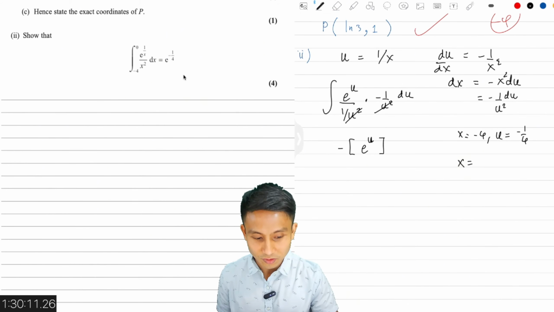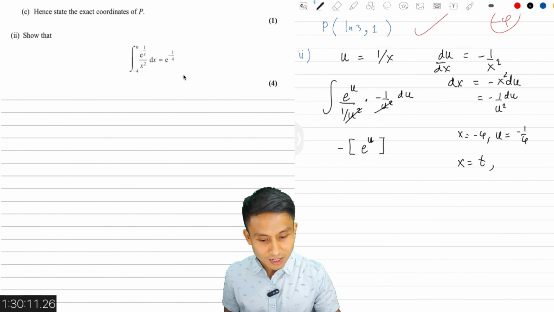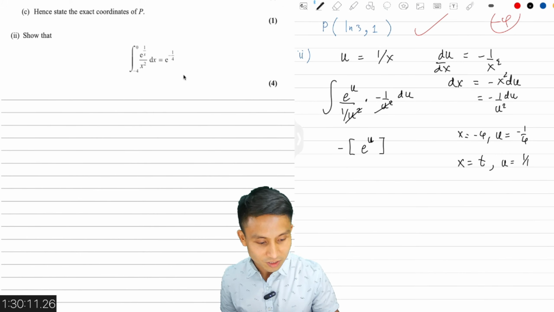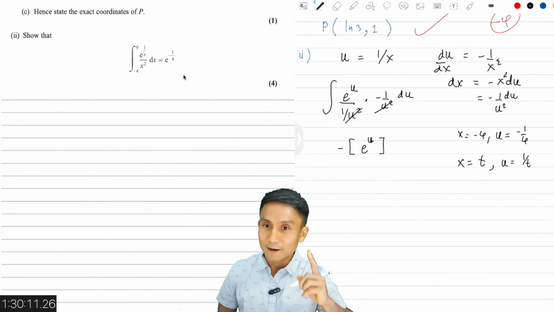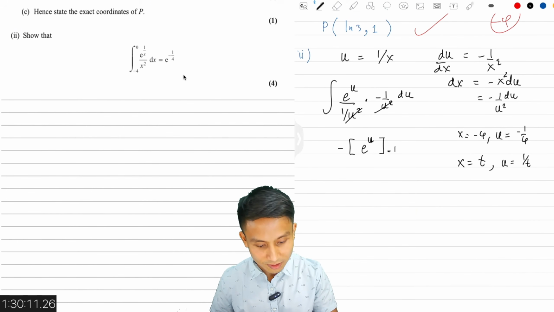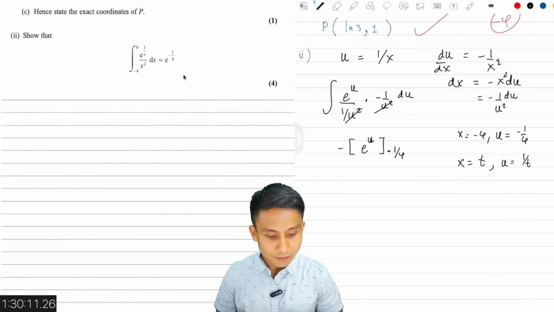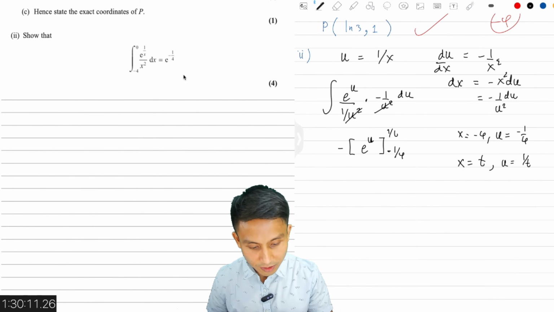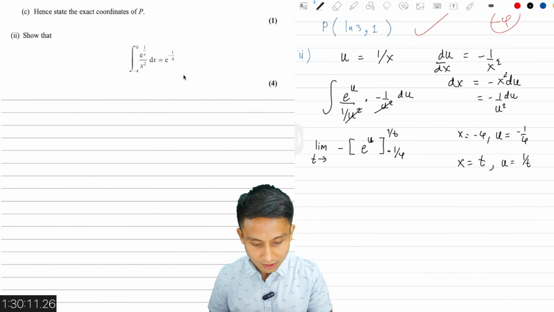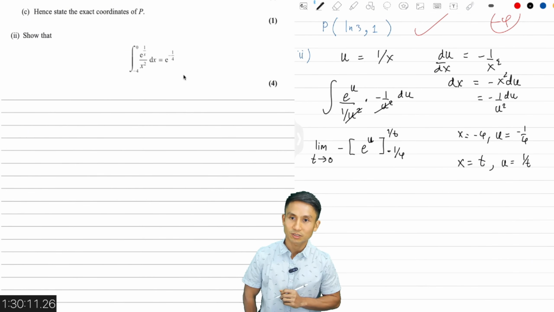Yeah, so that's how you do an improper integral. So this is an improper integral. If x equals t, we're going to have u equals 1 over t. So let's do the lower limit first. The lower limit is just -1 over 4 for the u. But the upper limit is going to be 1 over t, and here we have the limit of t approaching 0.